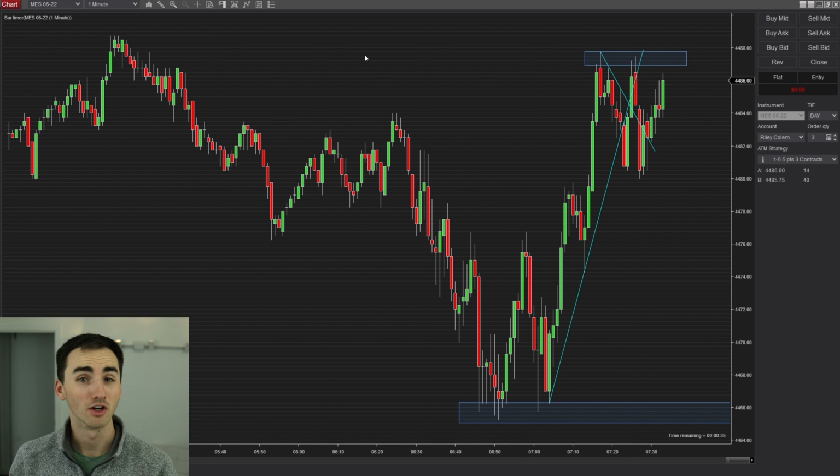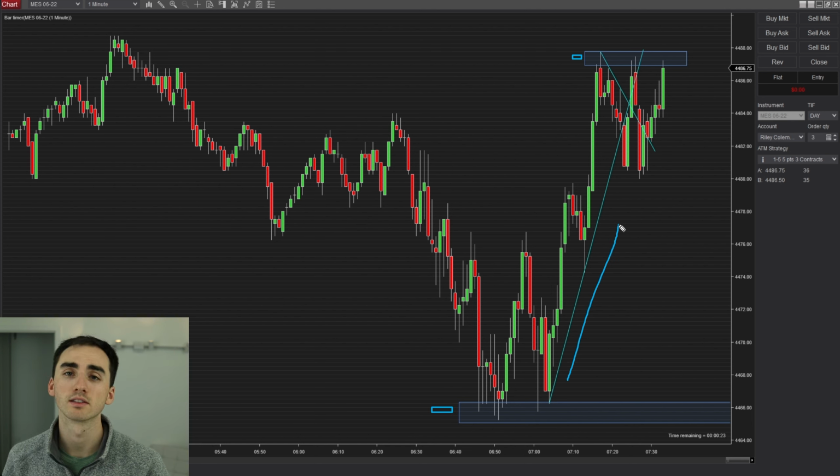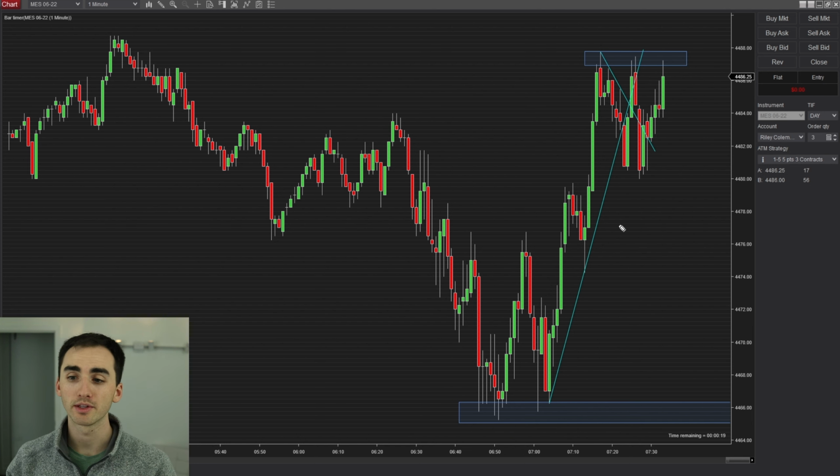I have no indicators. All I do is I have drawings, and you can see I have boxes, and those are essentially my support and resistance levels, and then I have some lines for trend lines, and that's it. And then from there, all I'm looking at is how the market is reacting to those levels.